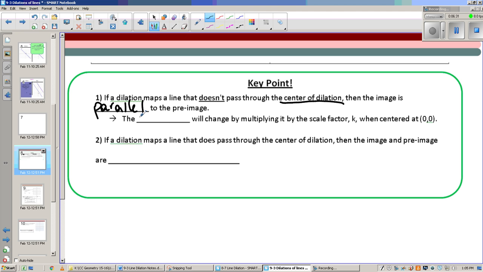And the y-intercept is going to change by multiplying it by the scale factor, which is k, when centered at the origin. So what happens if I dilate a line and the line does pass through the center of dilation? Then the image and the pre-image are going to be the same line. So nothing will change. If the center of dilation is on the line, nothing will change. The image is going to be right on top of the pre-image. The lines will be the same.